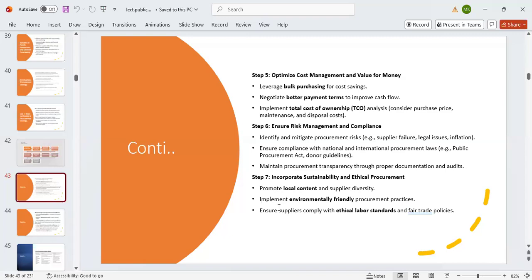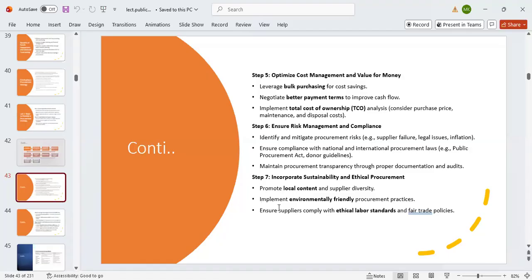Now, also, you must make sure that you promote local content and supplier development. We are expecting that even within the contractor's documents, you must try to see whether they engage local people to do the work. For instance, you see what is going on now in the construction that is going on now. You see that they employ the local people, the young people around, to do the work for them. Then you implement environmentally friendly procurement practices. I've already talked about that one.